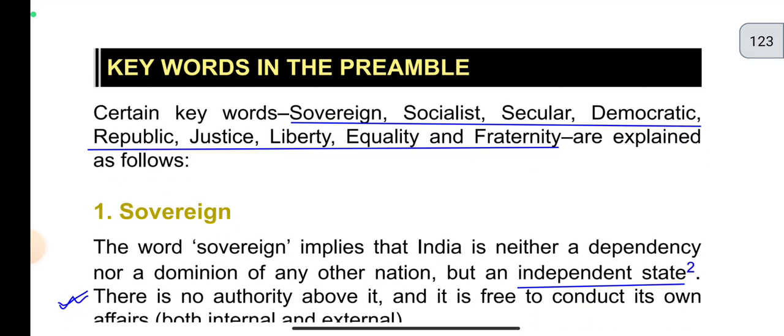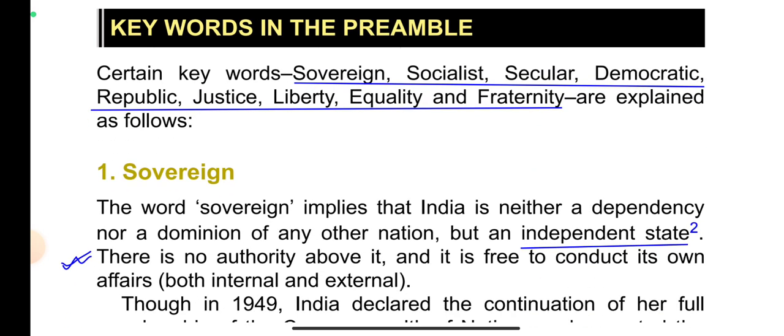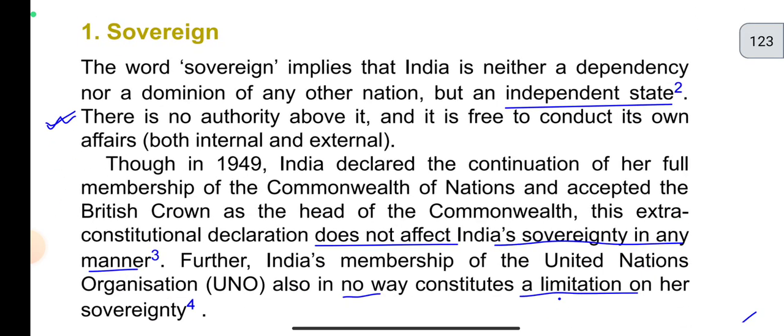Okay, now keywords in the preamble. Certain keywords like sovereign, socialist, secular, democratic, republic, justice, liberty, equality and fraternity are explained as follows. So sovereign: the word sovereign implies that India is neither a dependency nor a dominion of any other nation but an independent state. There is no authority above it. So sovereign means independent, no authority above it, and it is free to conduct its own affairs, both internal and external.